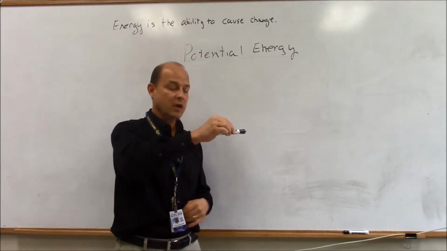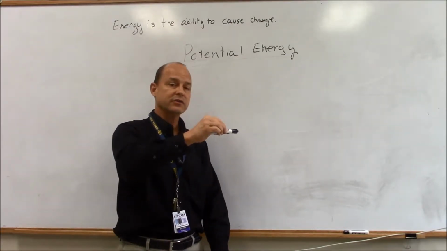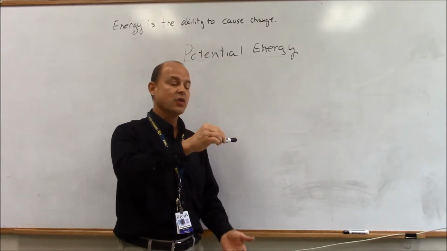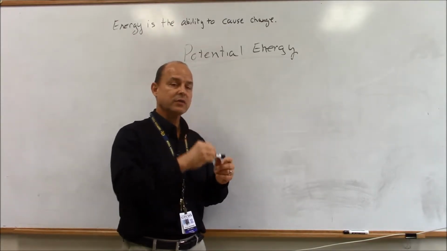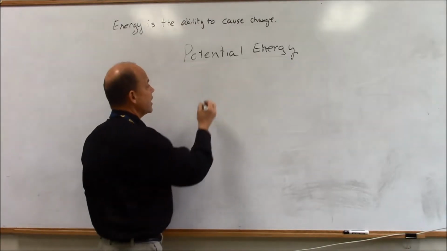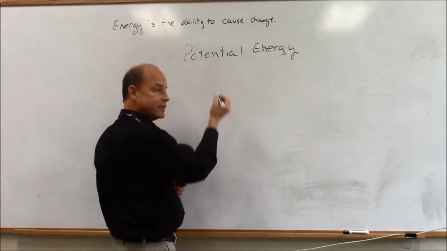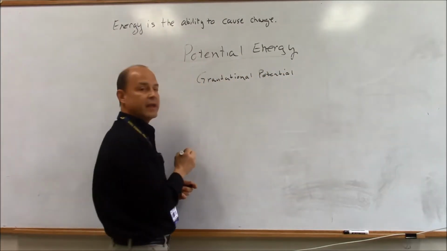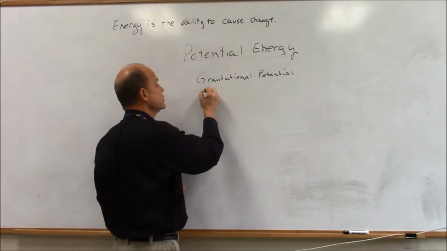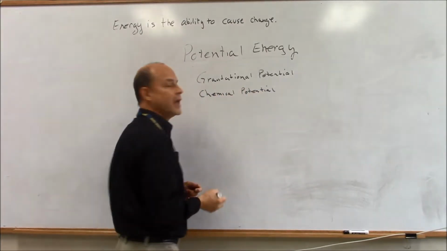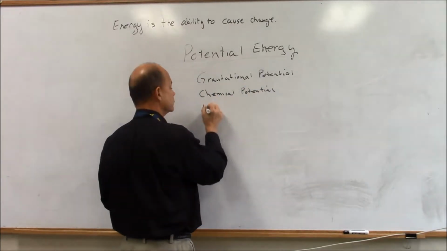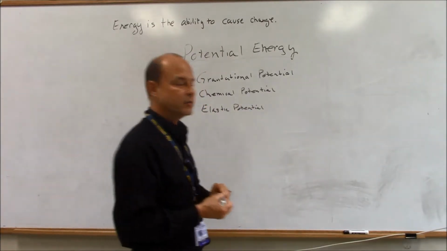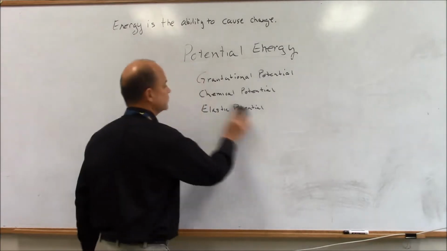I'm holding this marker up a certain number of meters over the floor, it has the potential to fall and do some damage, right? So it has a certain gravitational potential energy. So we have gravitational potential energy. We have chemical potential energy. And we've got elastic potential energy. Let's talk a little bit more about gravitational potential energy right now.